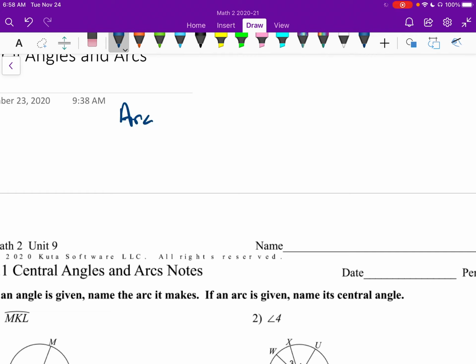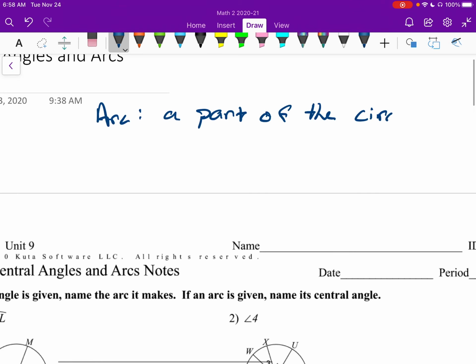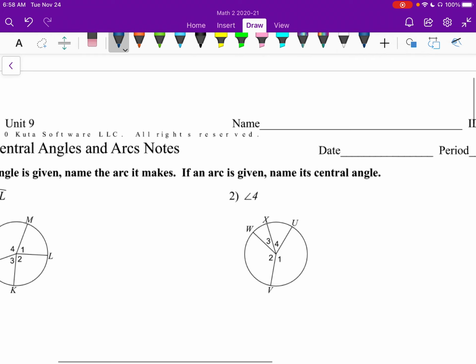An arc is a part of the circumference. If you're thinking about a circle being a pizza, we're going to be talking about the crust. The crust is the arc, the very edge, right? So if we look down here, this piece right there would be an arc. This would be another arc.